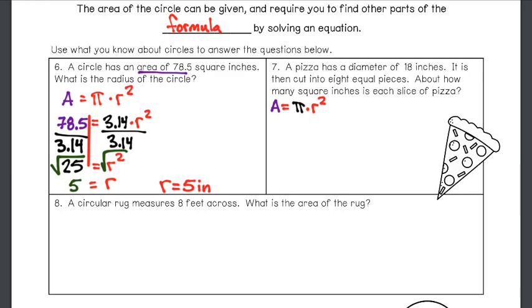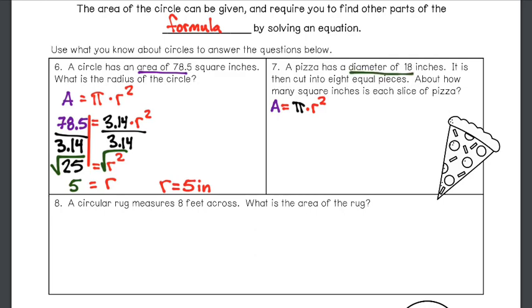I use my area formula again, and it says the pizza has a diameter of 18 inches. It is then cut into 8 equal pieces. About how many square inches is each slice of pizza? So we don't want the area of the total shape. We want the area of one slice.